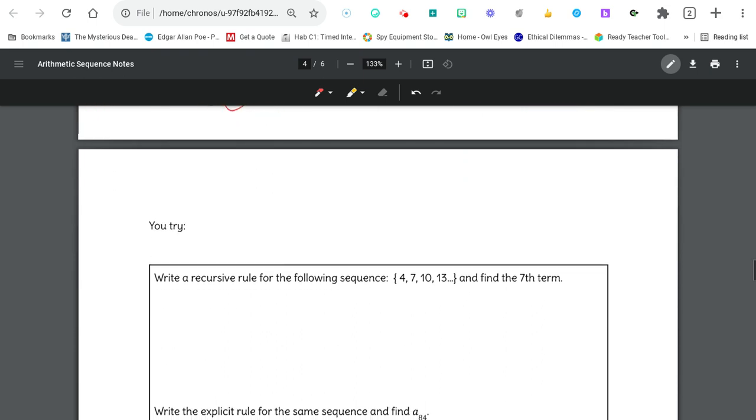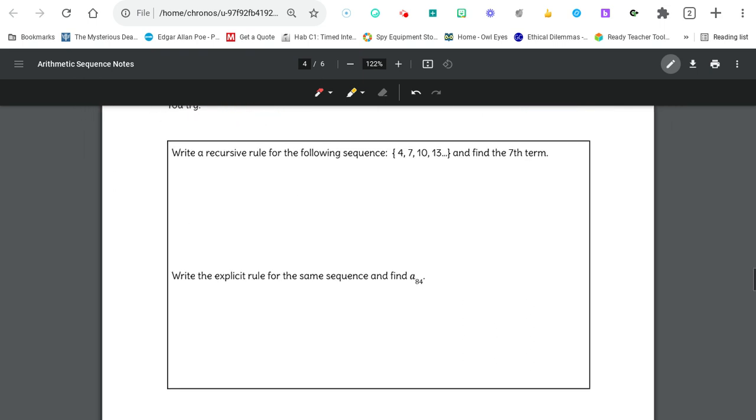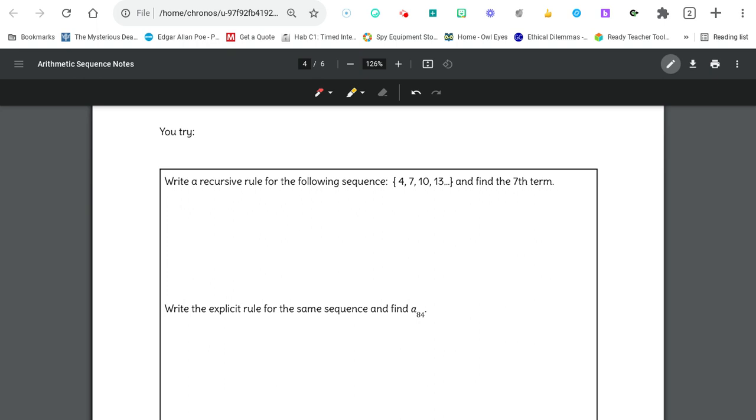All right, you're going to pause the video and try using the recursive rule. You're going to find the recursive rule for that sequence at the top, and then find the 7th term. And then you're going to write an explicit rule for that same sequence, but find the 84th term for me, okay?